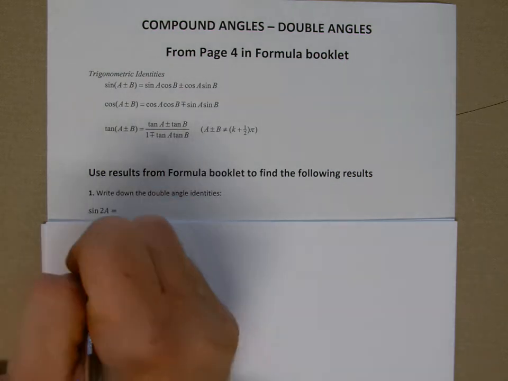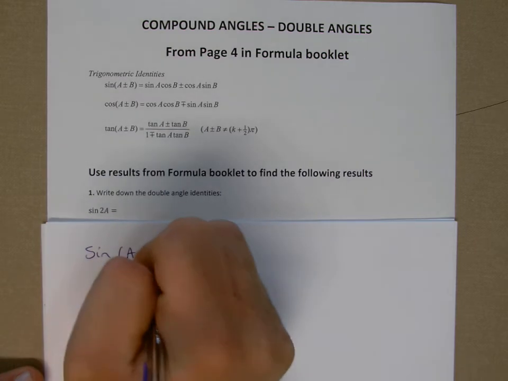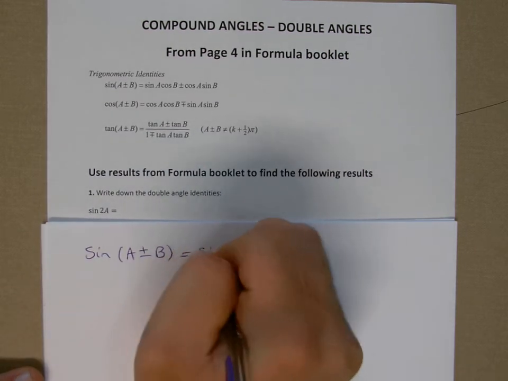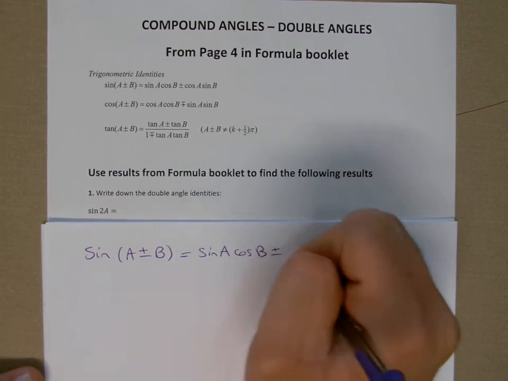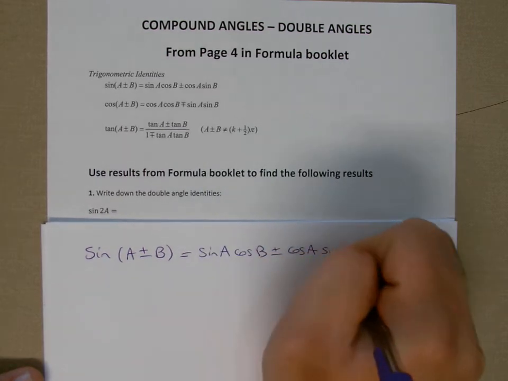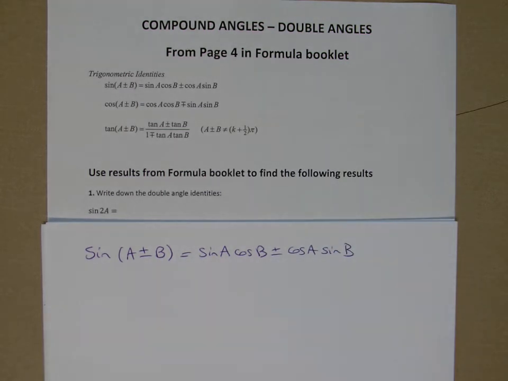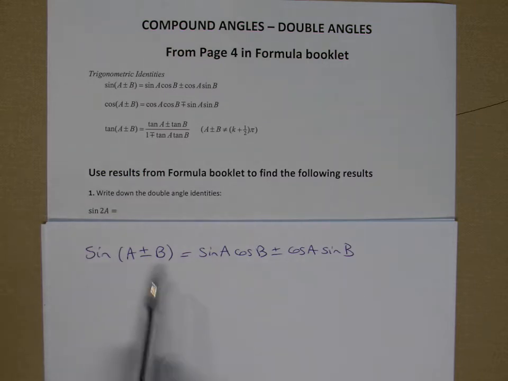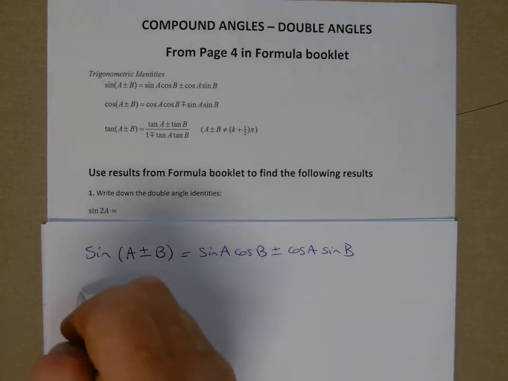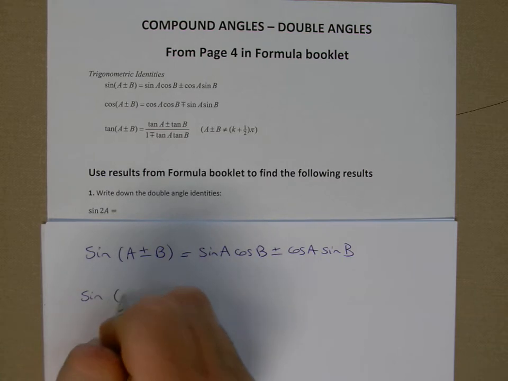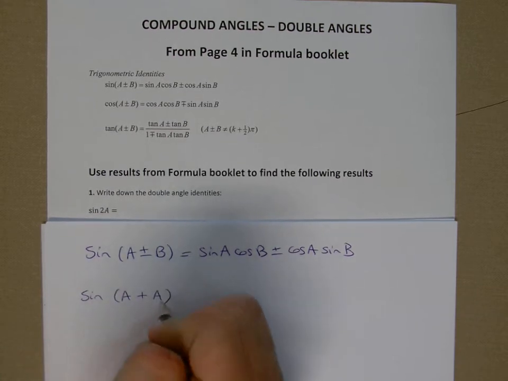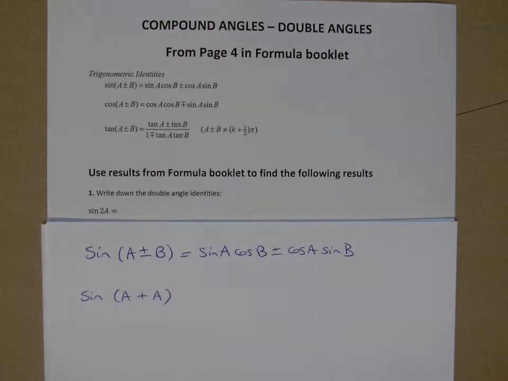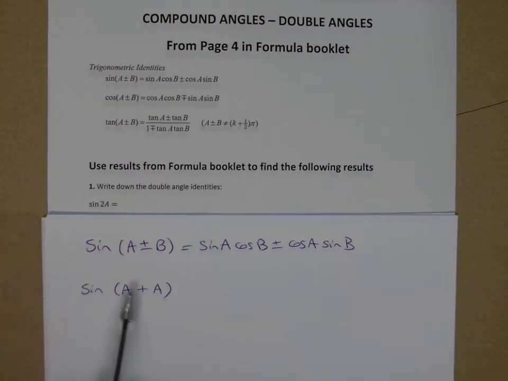So let me write it down here. We've got sine (A plus or minus B) equals sine A cos B plus or minus cos A sine B. Now, to get sine 2A, we can think about replacing that B with the letter A. In other words, I could write sine 2A as sine (A plus A), which of course is 2A.